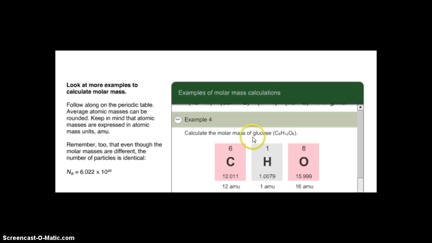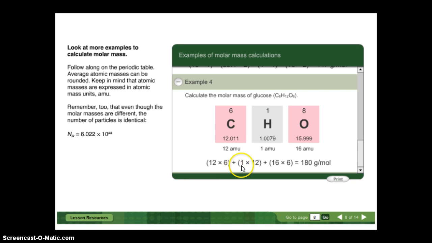Each carbon weighs 12, and there's 6 of them. Each hydrogen weighs 1 gram, and there's 12 of them. Each oxygen weighs 16 grams, and there are 6 of them. Therefore, your equation is 12 times 6 plus 1 times 12 plus 16 times 6, or 180 grams per mole. If you had a hard time with these after you're done with the video, go back and try them again.